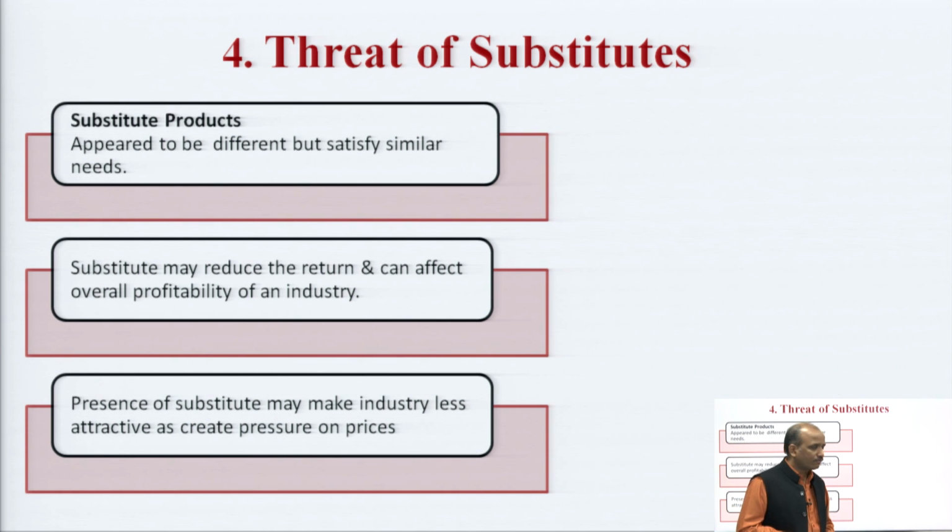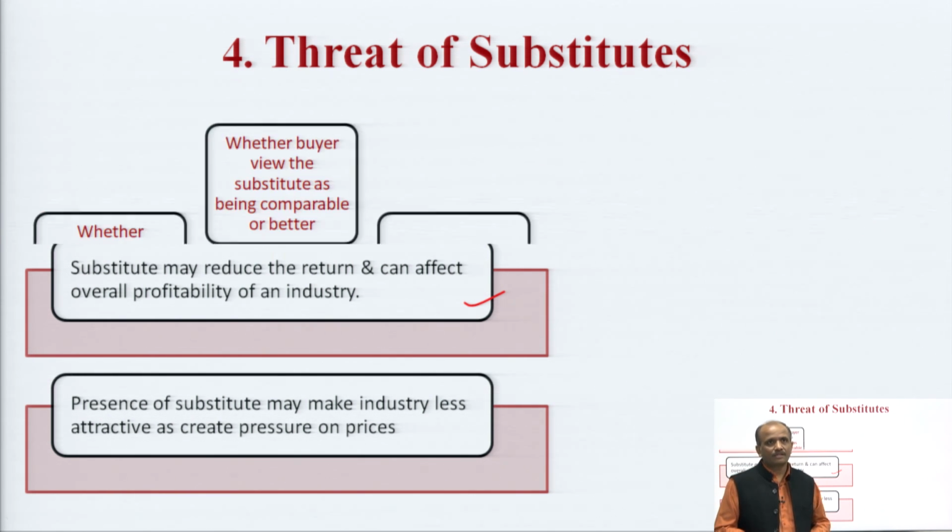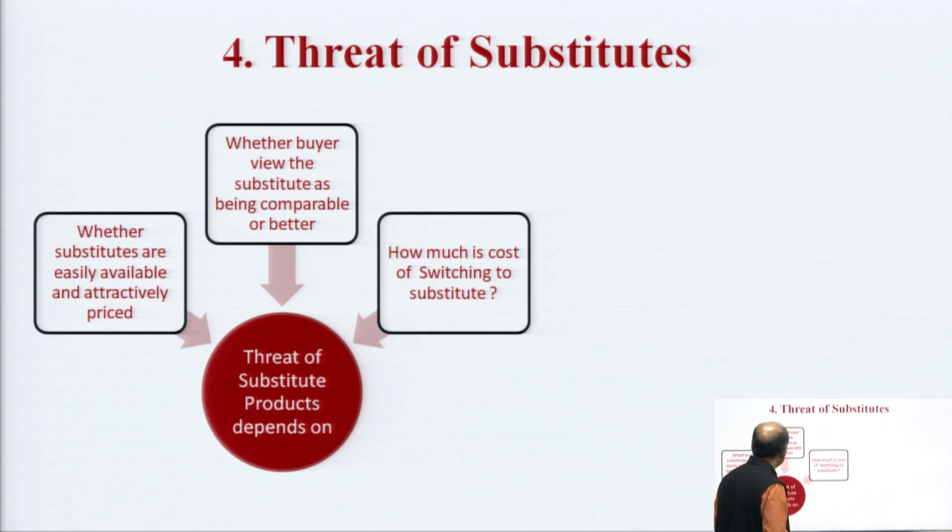Now look at the threat of substitutes. Substitutes are products that satisfy a similar need. They reduce the return and can affect the overall profitability of the industry, and therefore they are considered a threat. Their presence makes the industry less attractive, because if we have a product which can replace ours, obviously that industry would not be very attractive.